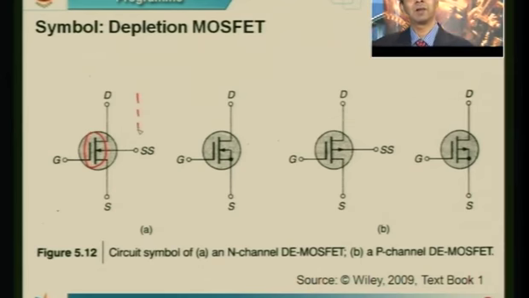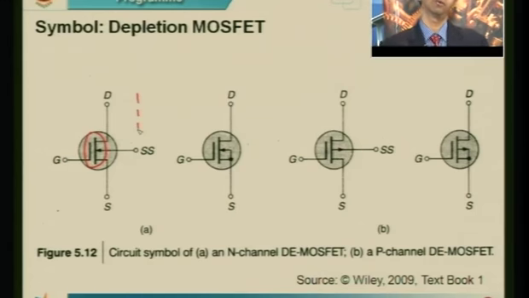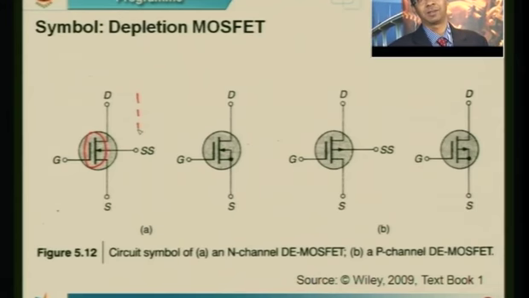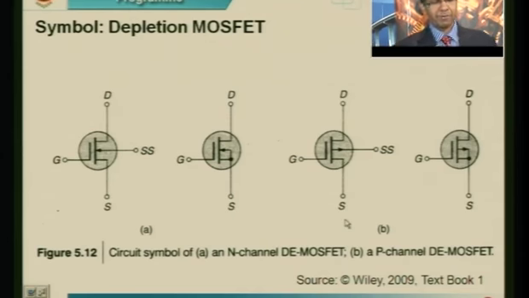What does a dotted line mean? There was no channel. The channel comes into existence only if we apply an appropriate gate to source voltage. Whereas in this case, even though you are not applying any gate to source voltage, there is already a channel between drain and source. So that's the only difference as far as the symbol is concerned. Okay, so now moving on, let us see if I were to plot the characteristics of this MOSFET.